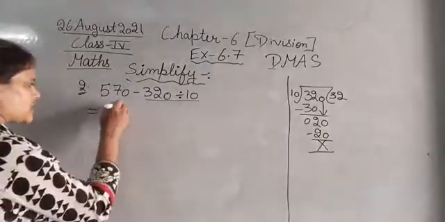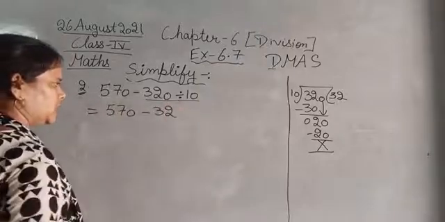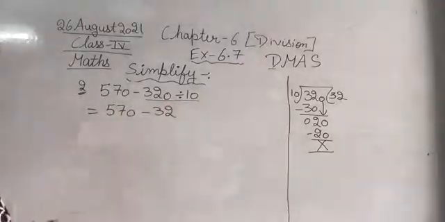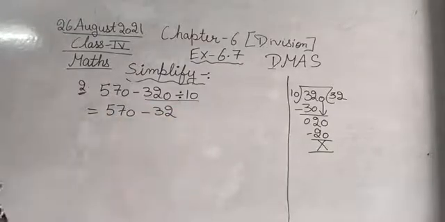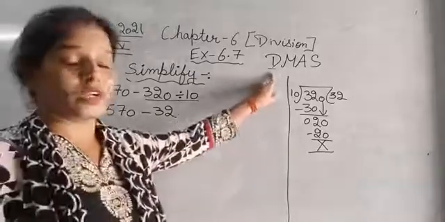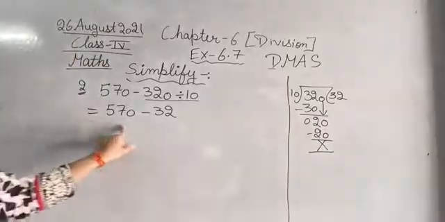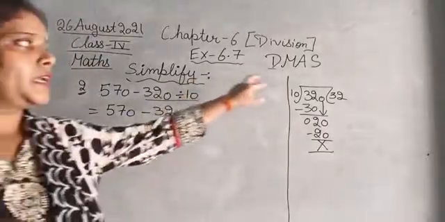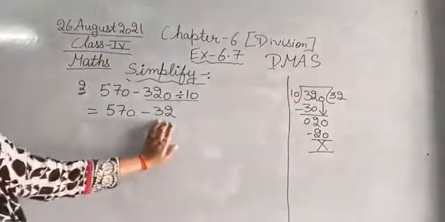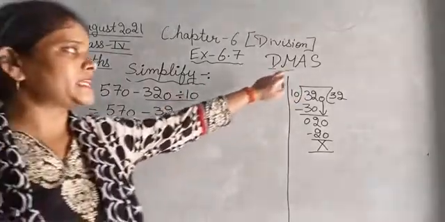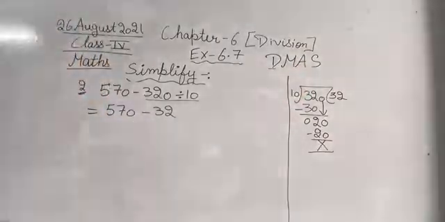Write 570 minus 32. When we have solved this division, we got 32, so that is what we have written here. After D comes M. M means multiplication, but there is no multiplication here, so we will leave it. Next is A. A means addition. Can you see any addition sign in this? No. Last is S. S means subtraction. So now we will do the subtraction.